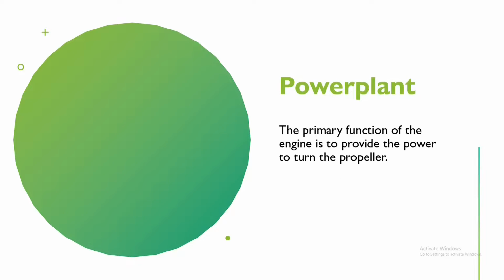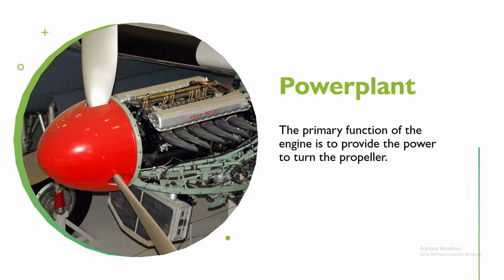Power plant. The primary function of the engine is to provide the power to turn the propeller. It also generates electrical power, provides a vacuum source for some flight instruments, and in most single-engine airplanes, provides a source of heat for the pilot and passengers. A propeller is a rotating airfoil that produces thrust through aerodynamic action. Propellers are usually matched to a specific aircraft power plant combination to achieve the best efficiency at a particular power setting.